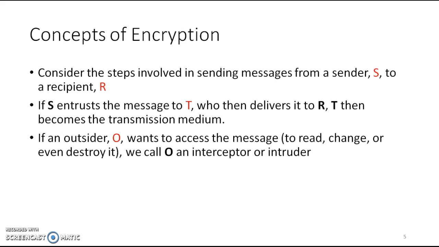Suppose O is an outsider who wants to access the message, read your message, change your message, or even destroy it. We call O an interceptor or intruder. So O is a bad guy, S is your sender, R is your receiver, and T is your transmission medium.